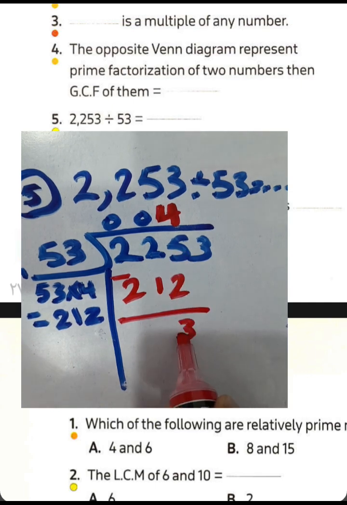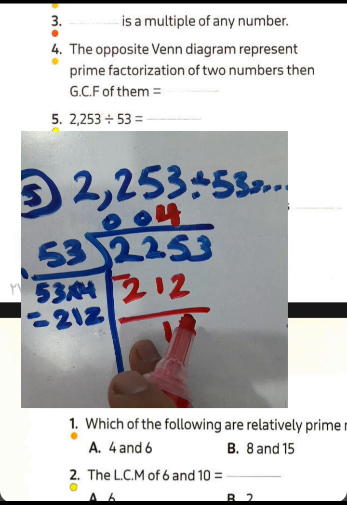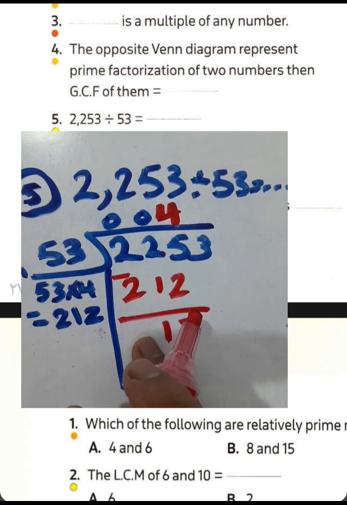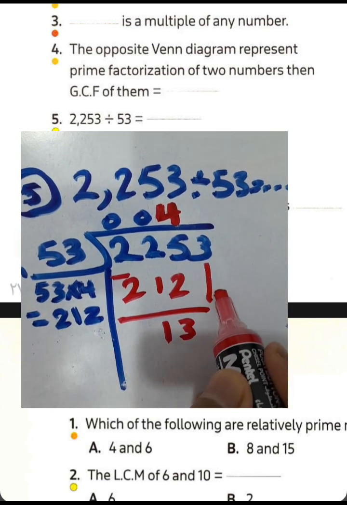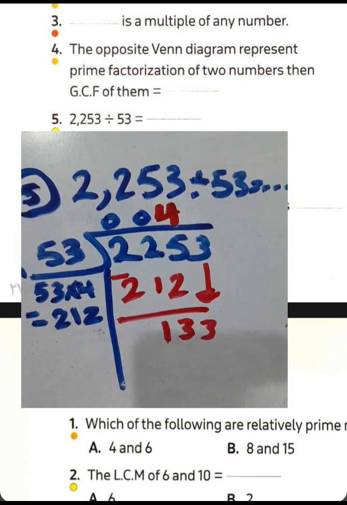5 minus 2 equals 3. 2 minus 1 equals 1. And then 2 minus 2 equals 0. Don't write 0 here. And then drop the next digit here, which will be 3. 133 divided by 53. Can you tell me the result?